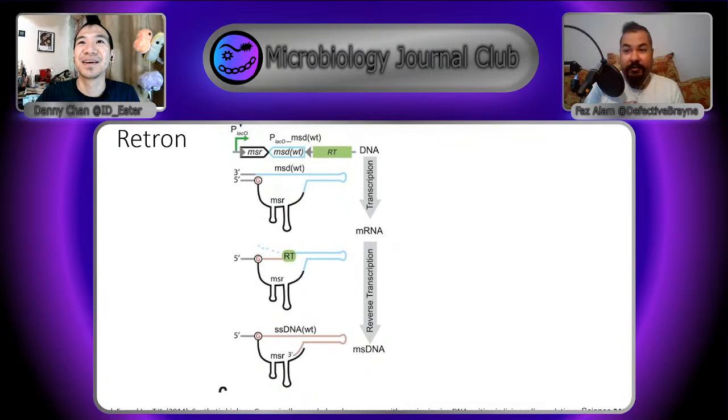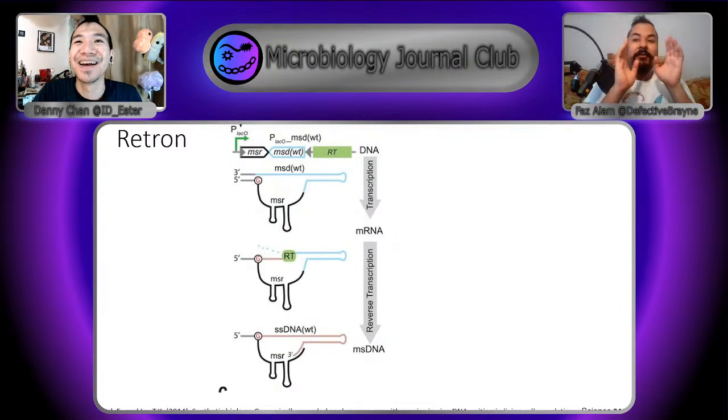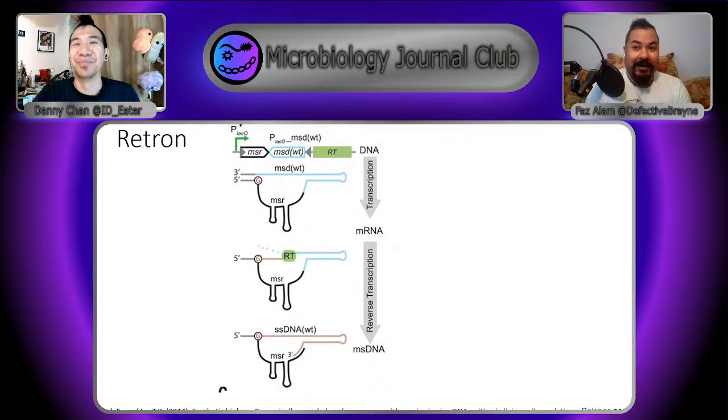There's a reverse transcriptase, which just reverse transcribes the DNA sequence. I think it's the RNA. Sorry, I'm getting confused. Firstly, it transcribes into RNA, and then the reverse transcriptase uses the RNA to prime itself to create a single-stranded DNA as part of it.